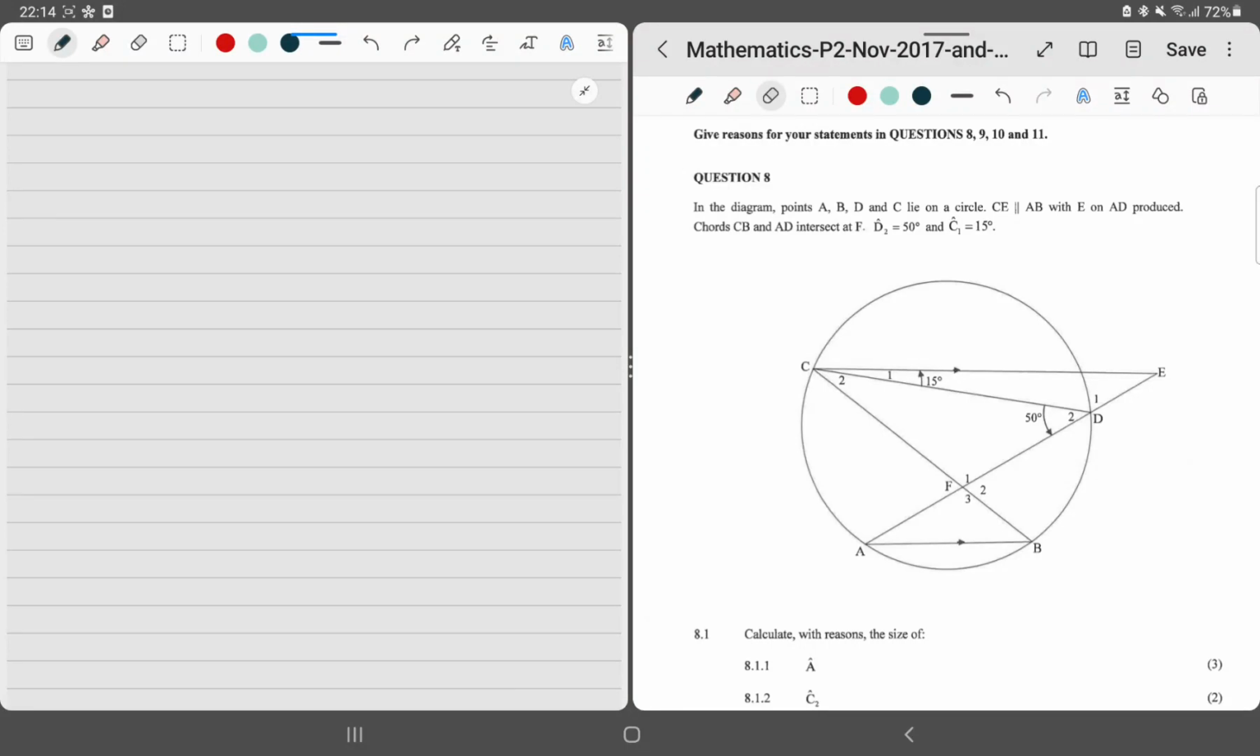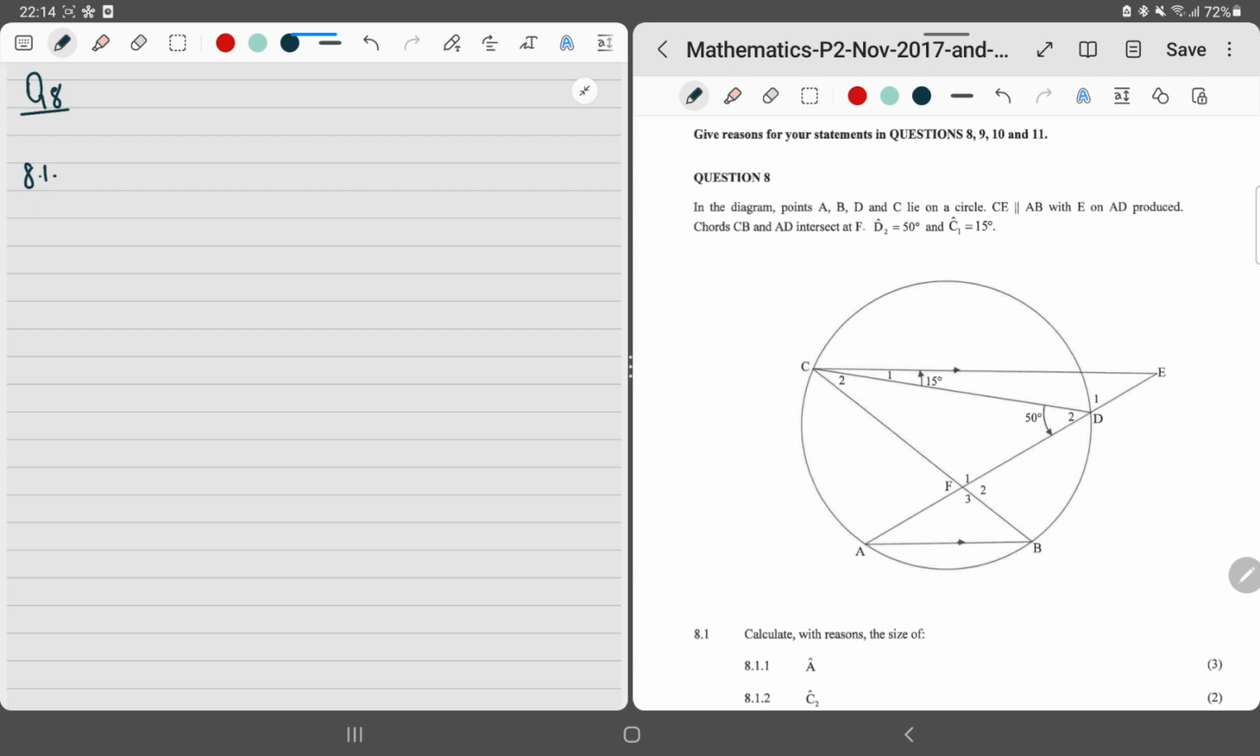From the November 2017 Grade 12. Question 8. In the diagram, points A, B, D, and C lie on a circle. CE is parallel to AB with E on AD produced. Chords CB and AD intersect at F. D2 is equal to 50 degrees and C1 is equal to 15 degrees.